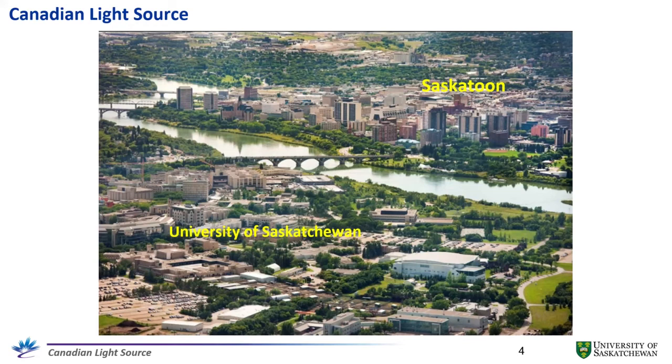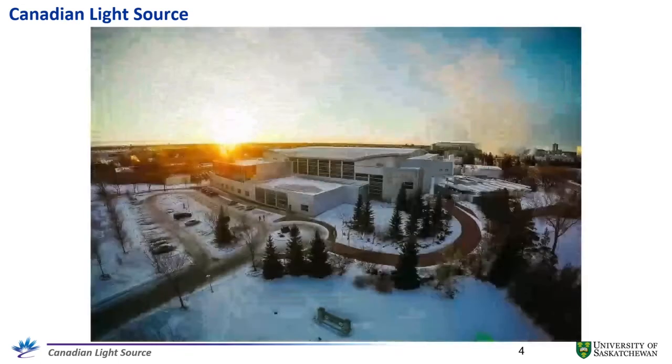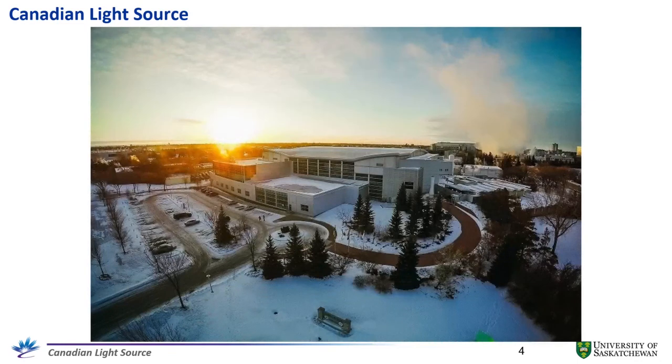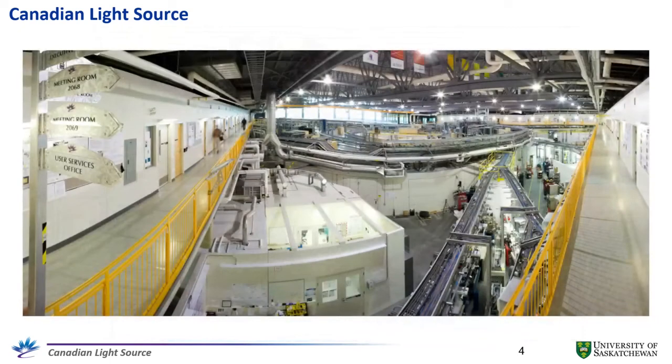For Canada, the one and only synchrotron is in Saskatoon here. The Canadian Light Source is located on the campus of the University of Saskatchewan, and in winter it's pretty cold. Some of you may already know, but I just warn you. This is the inside of the Canadian Light Source, if you haven't been there.